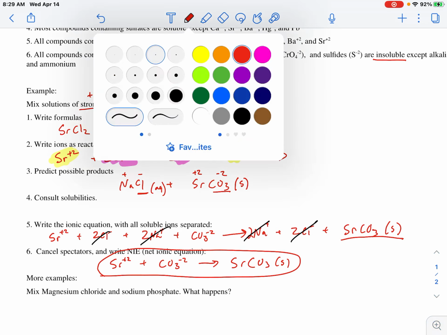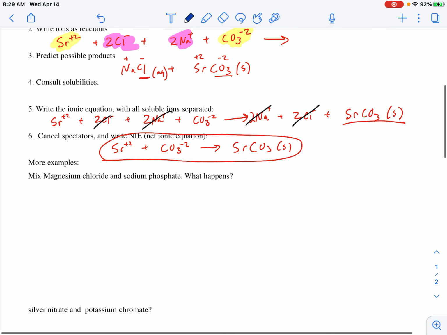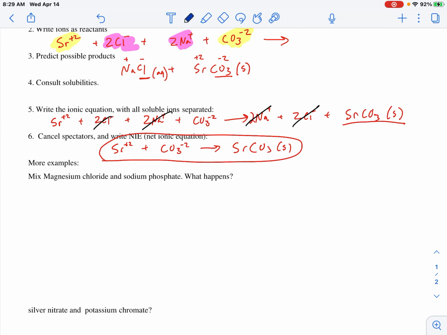Okay, let's do one more example. Magnesium chloride and sodium phosphate. All right, so magnesium chloride. Magnesium's +2, chloride's -1. Sodium phosphate. So phosphate's a -3, sodium's a +1. So the formula is going to look like this.